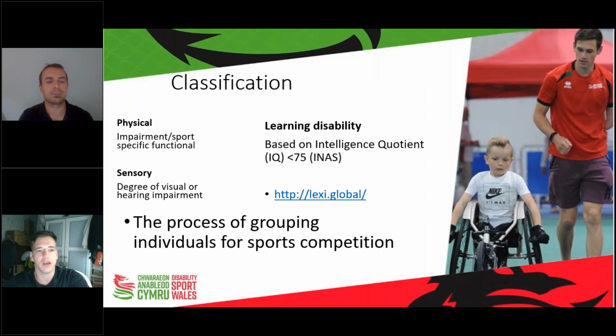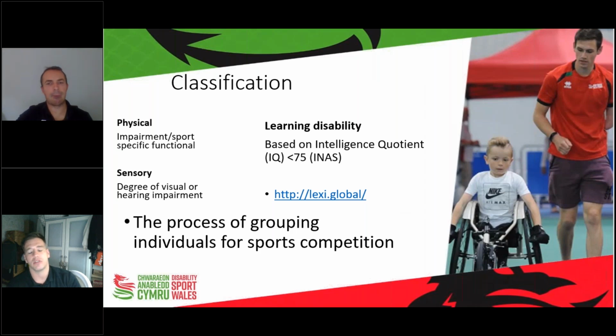So I'm just going to go through the classification for athletics. They are split into three groups. We've got the physical impairments, the learning difficulties, or the intellectual impairments, and then the sensory impairments as well. Physical impairments range from cerebral palsy, spinal injuries, amputees, short stature, limb deficiencies, so pretty self-explanatory. Intellectual impairments are anyone who has an IQ of under 75, as I said there. And then sensory, it's visual impairments and hearing impairments.